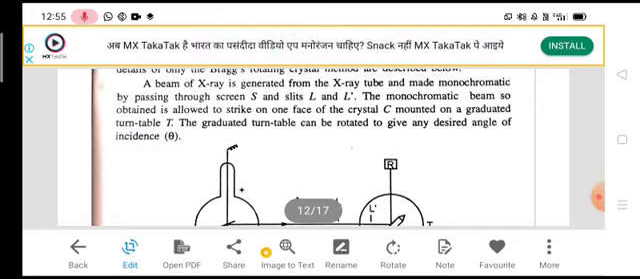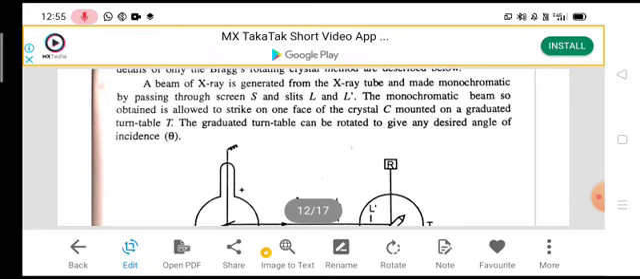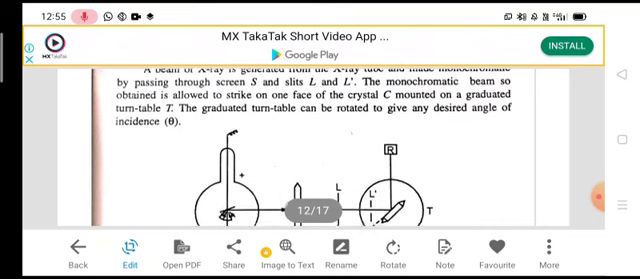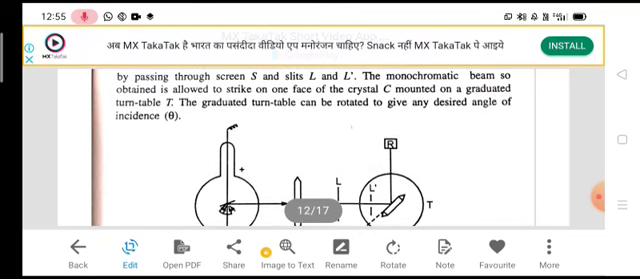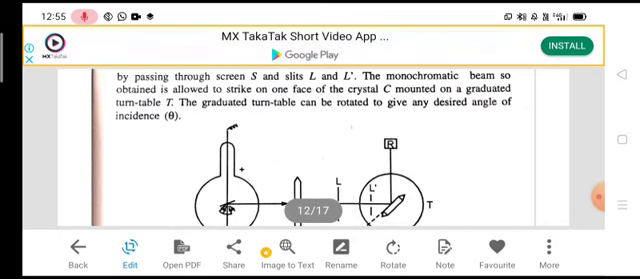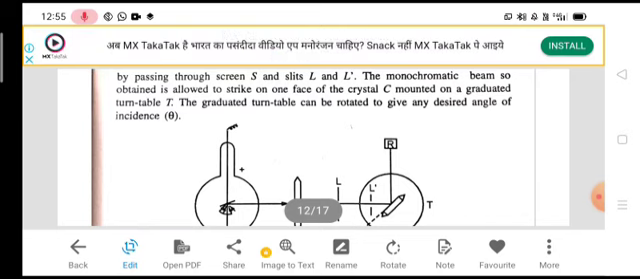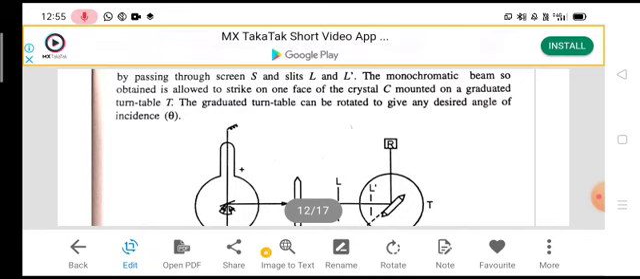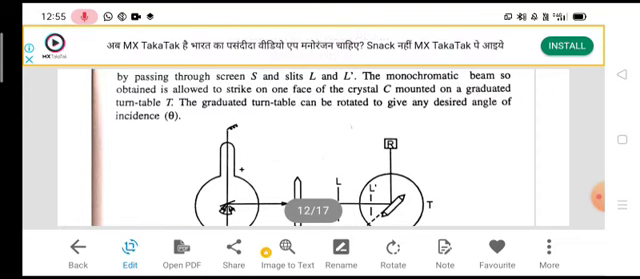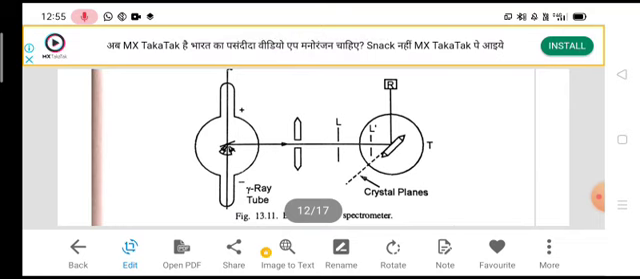A beam of X-ray is generated from the X-ray tube and made monochromatic by passing through screen S and slits L and L dashed. The monochromatic beam so obtained is allowed to strike on the face of the crystal C, mounted on a graduated turntable T.